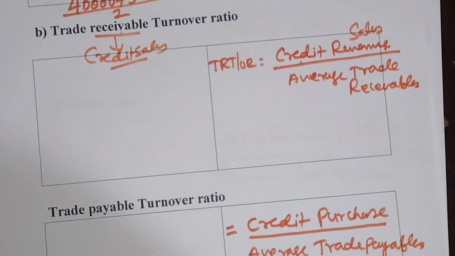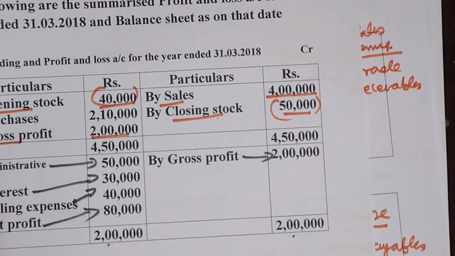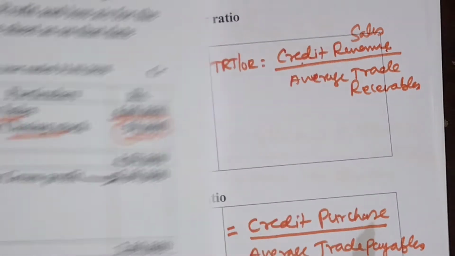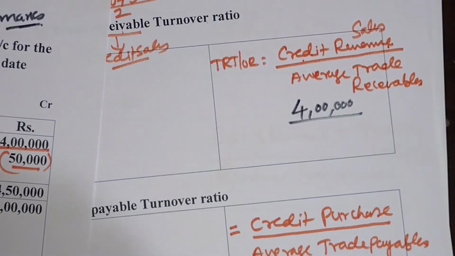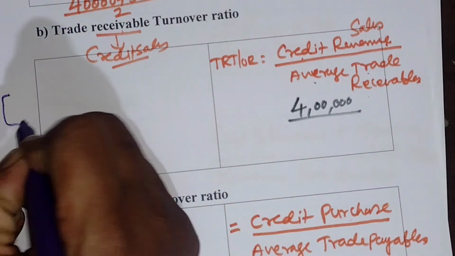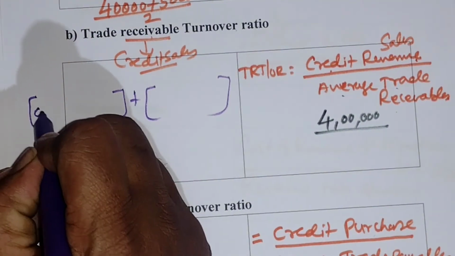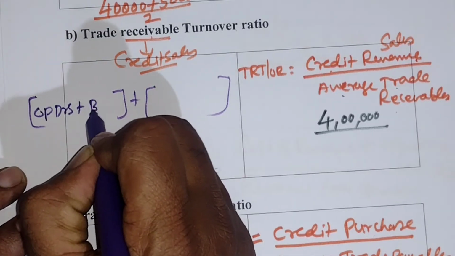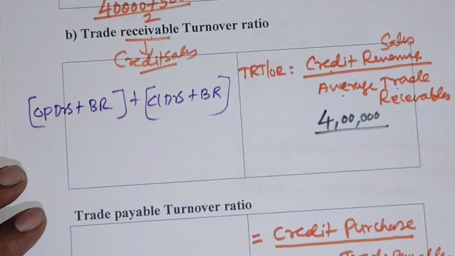Now let us see, as per this problem, the sales given is 4 lakhs, but it is not mentioned whether it is cash sales or credit sales. Therefore, entirely that 4 lakhs is treated as the credit sales. Next, I have to find the average trade receivables. The formula is opening debtors plus bills receivable plus closing debtors plus bills receivable whole divided by 2.